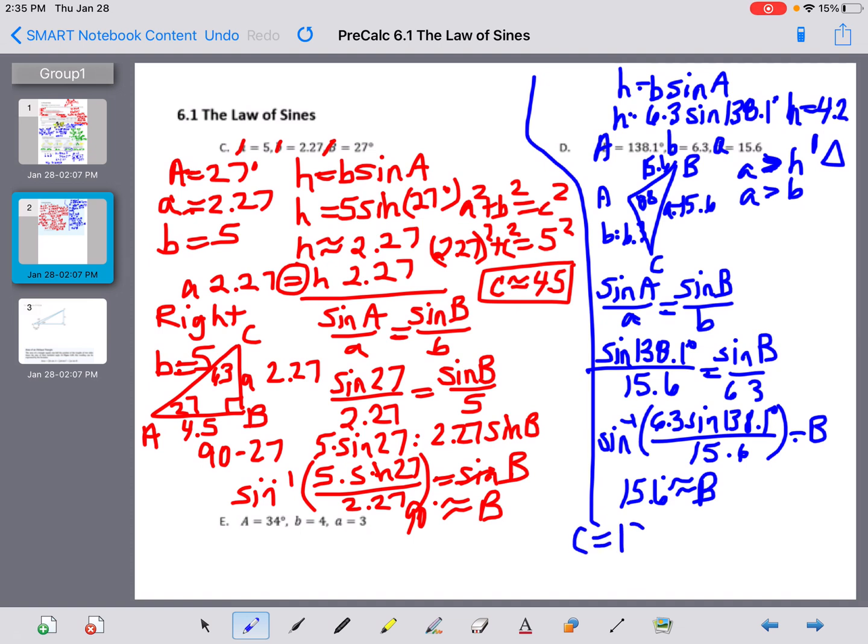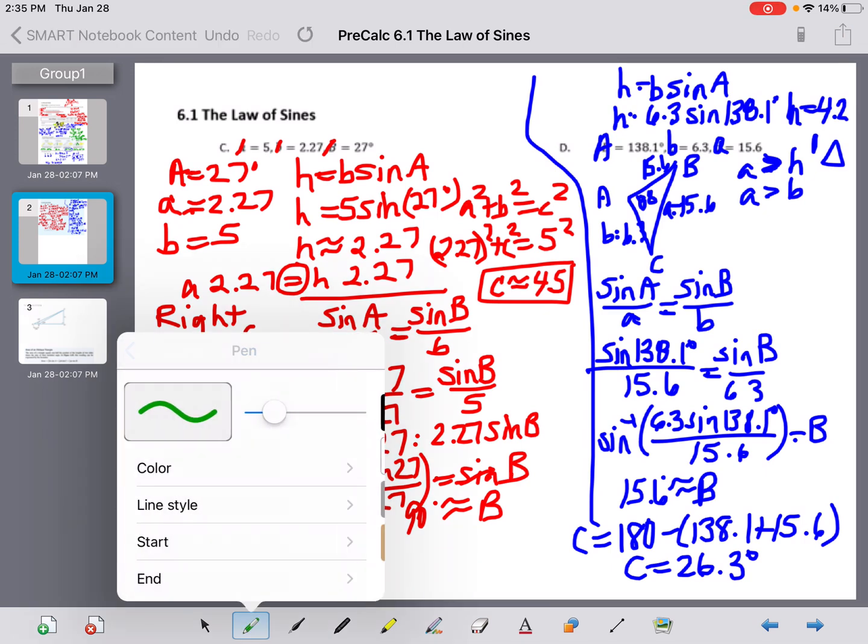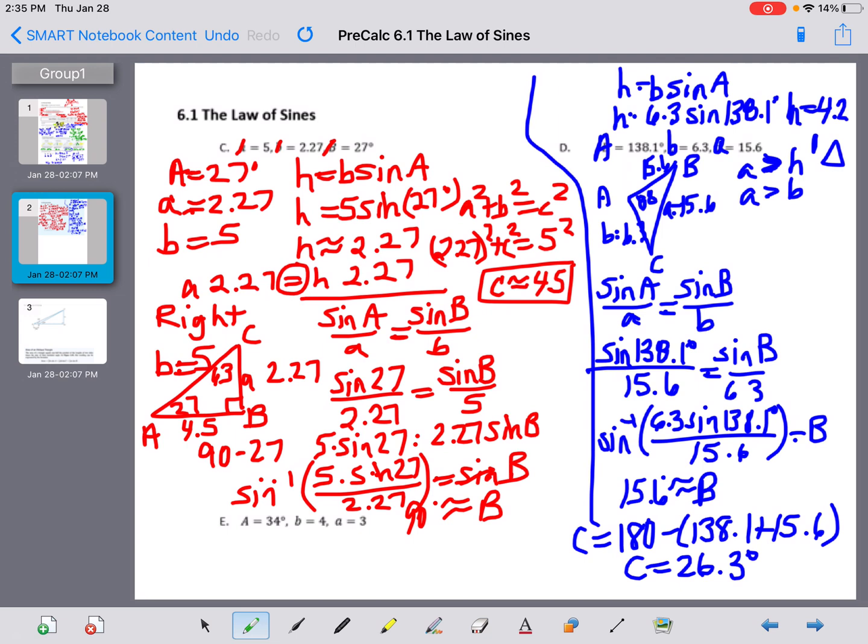So angle C is going to be 180 minus my 138.1 and my 15.6. So I'm getting about 26.3 for that angle. Okay. And I can't fit it in my drawing. Okay, and now I need to find side C. I can't use the Pythagorean theorem. It's not a right triangle, so I need to set up a law of sines.